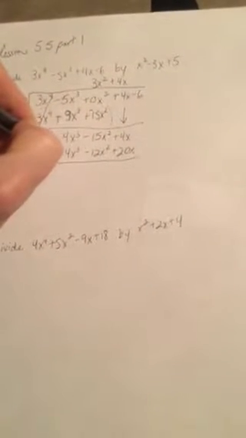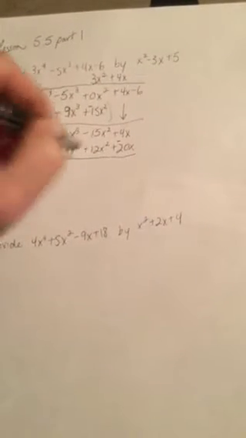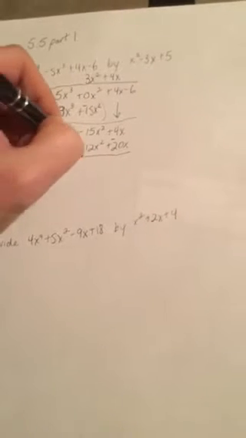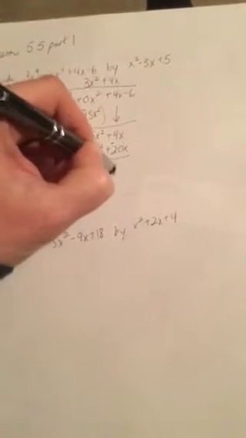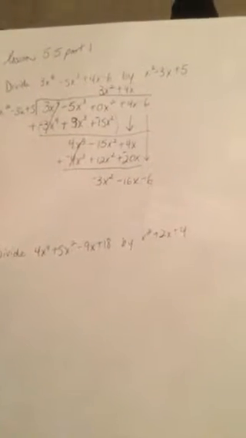Okay, I'm going to just go ahead and add the opposite. My 4x cubes cancel. Negative 15x squared plus 12x squared is negative 3x squared. And 4 plus negative 20x is negative 16x. I'll have to bring one number down. And luckily that's my last one.